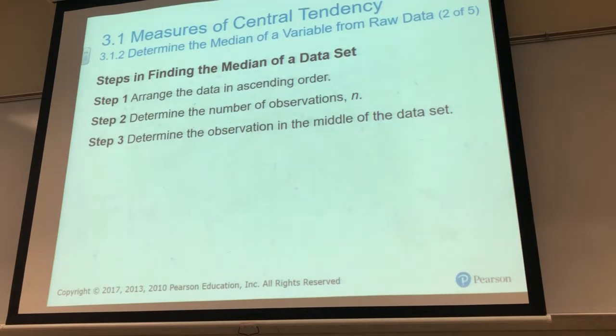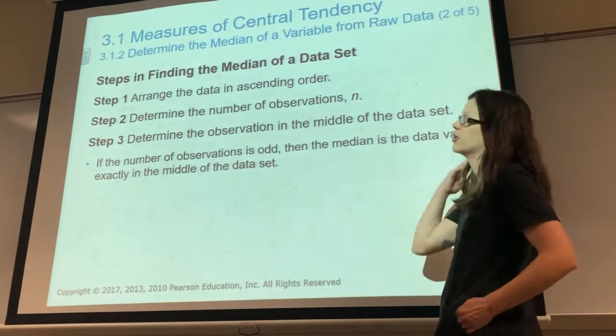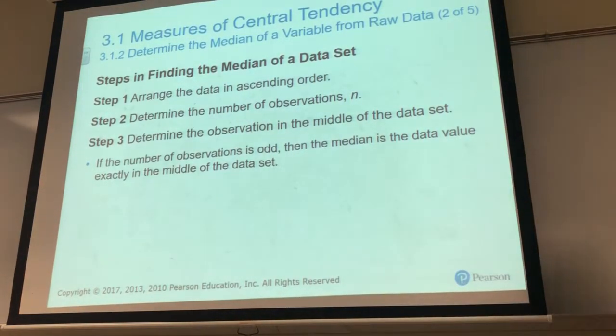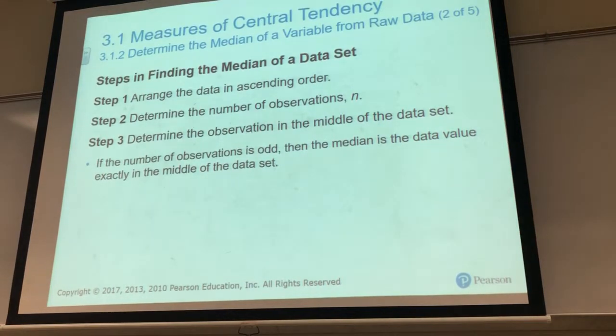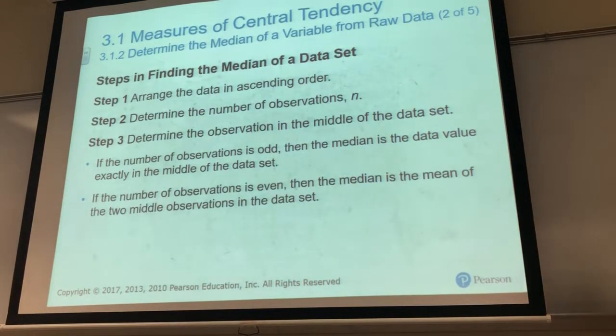And then we're going to find the number that's right smack dab in the middle. If n is odd, so if you have something like 7 or 9 or 23, finding the number in the middle isn't going to be that bad because there's just one number right in the middle of everything. The problem is if you have an even number in your data set, you don't really have one number right in the middle. You're going to have two numbers.